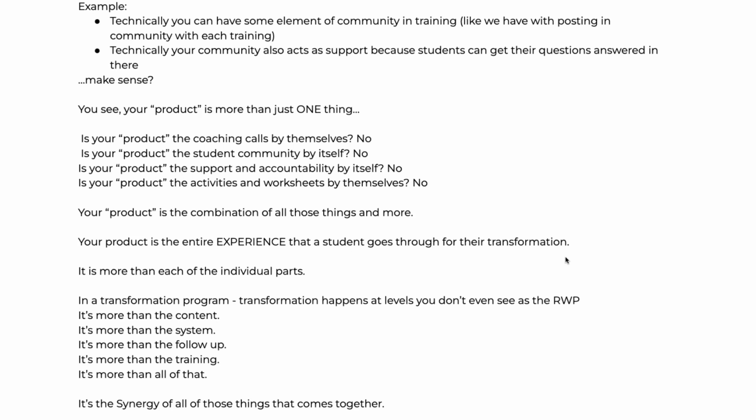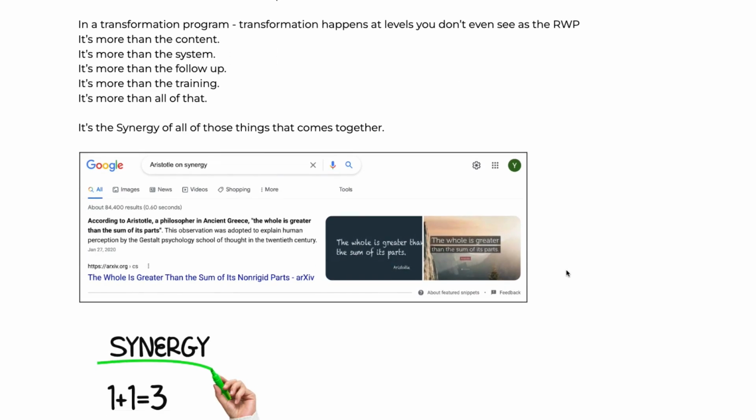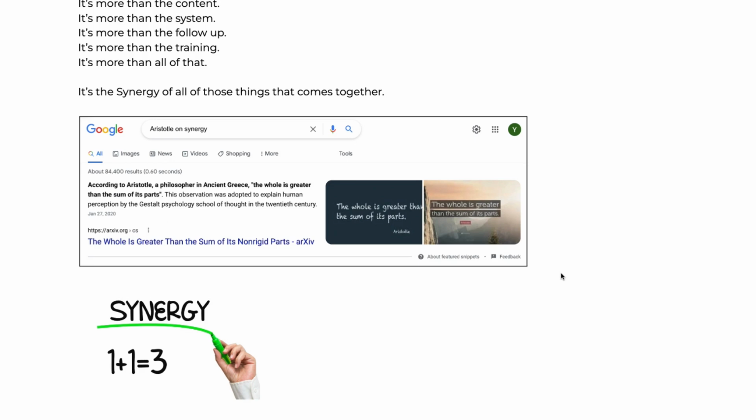So in a transformation program, transformation happens at levels that you don't even see as an RWP. It's more than the content, it's more than the system, it's more than the follow-up, it's more than the training, it's more than all of that. When you combine these 3 pillars together, there's an effect called synergy that takes place. What is synergy? Synergy, as Aristotle put it, is when the whole becomes greater than the sum of its parts. Synergy is when you have 1 + 1 = 3.